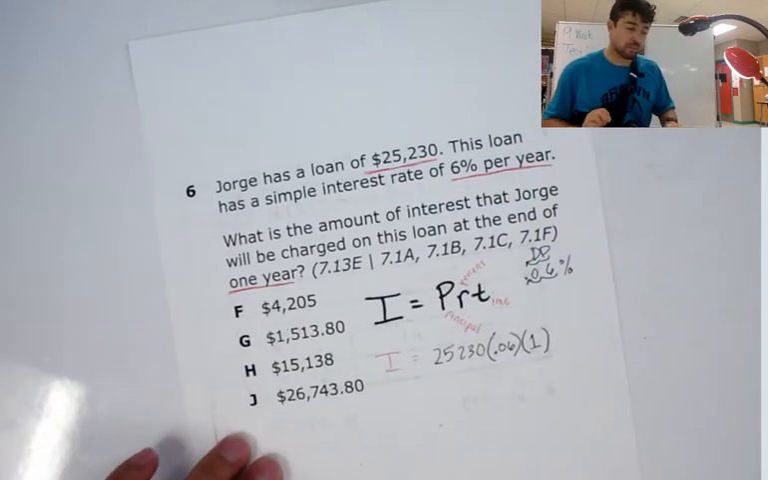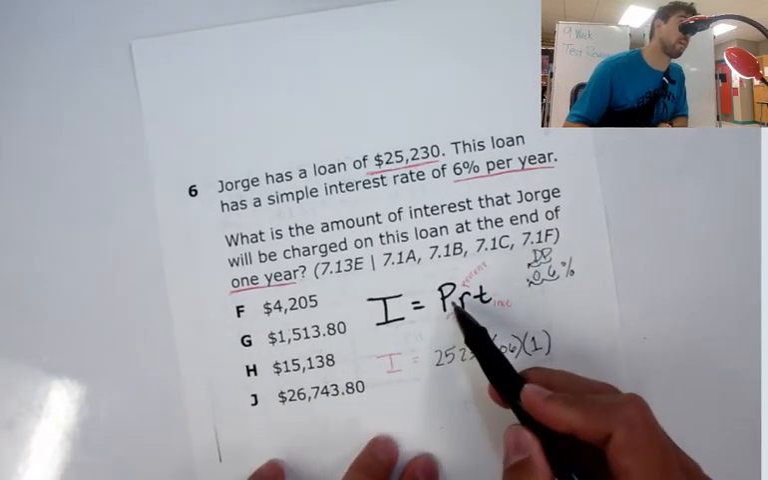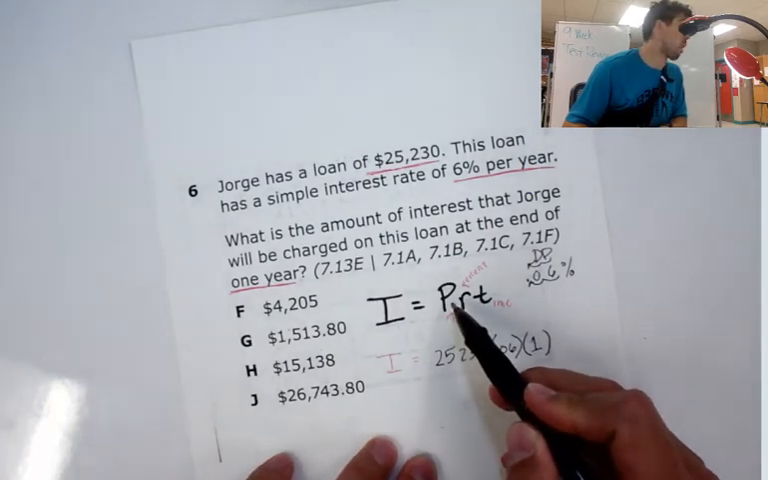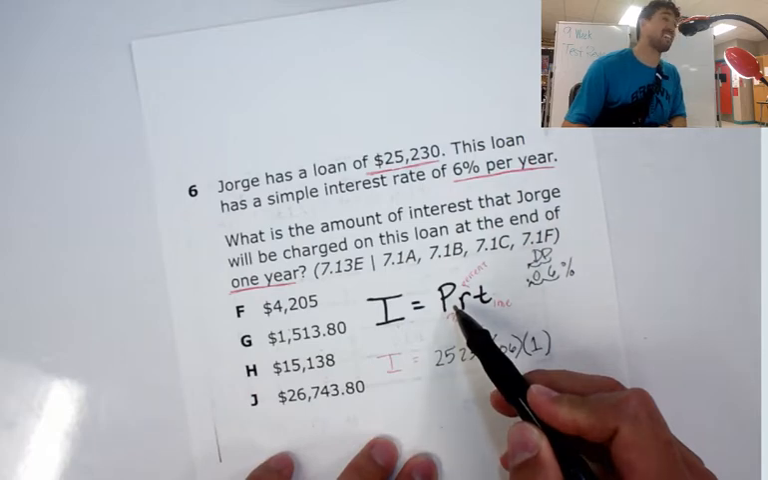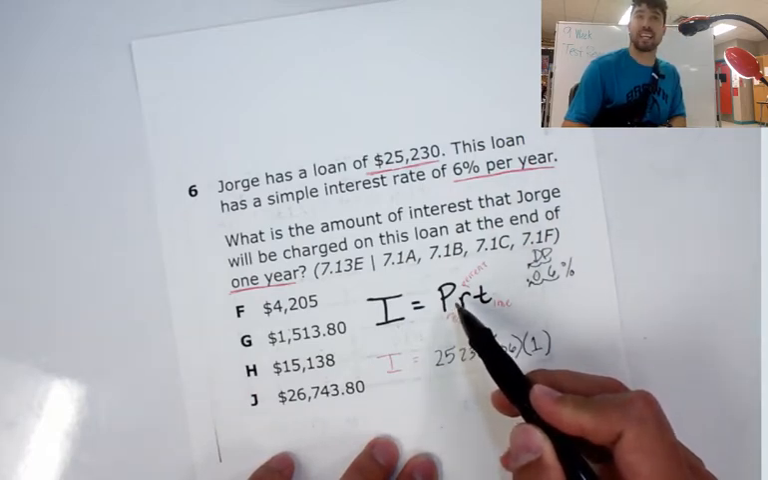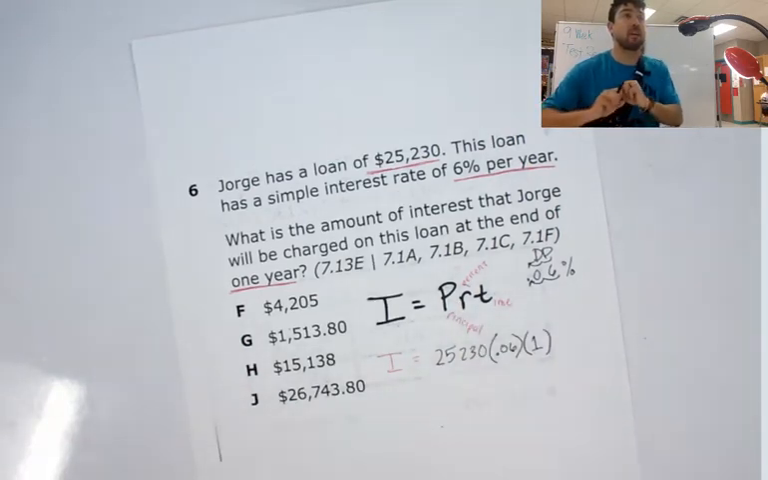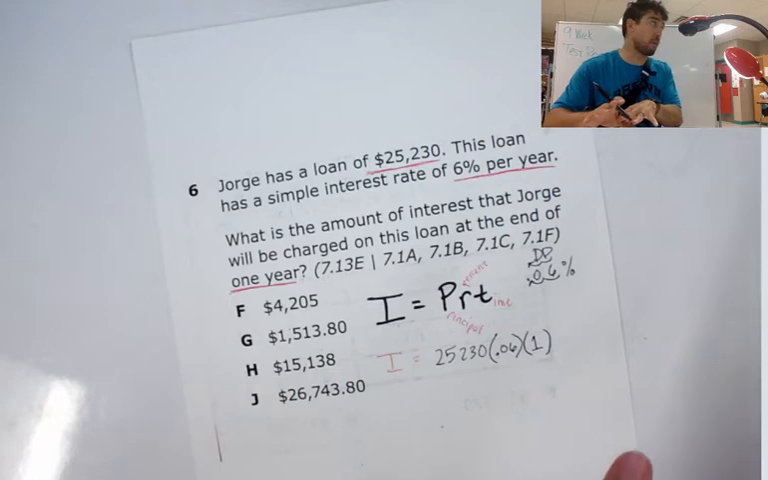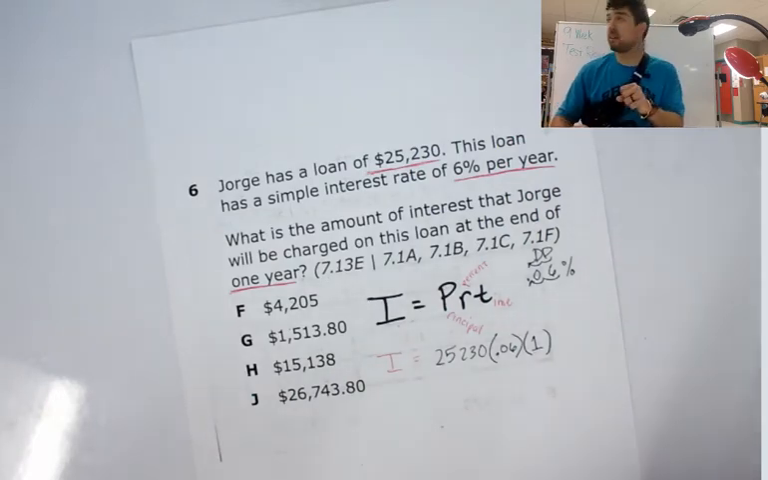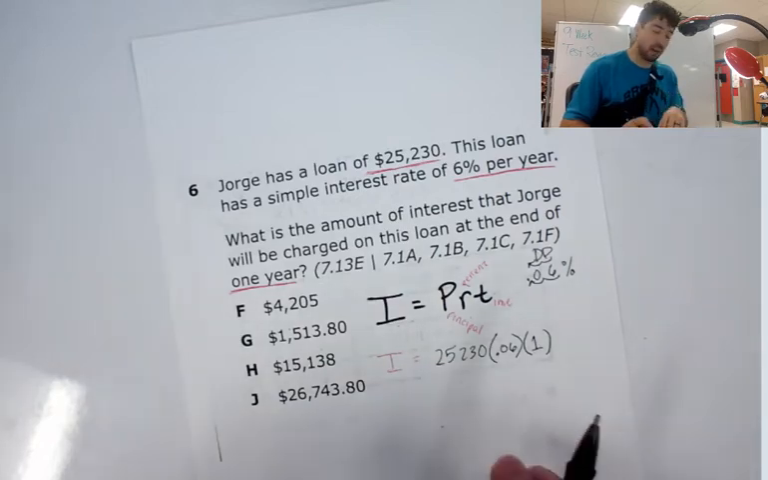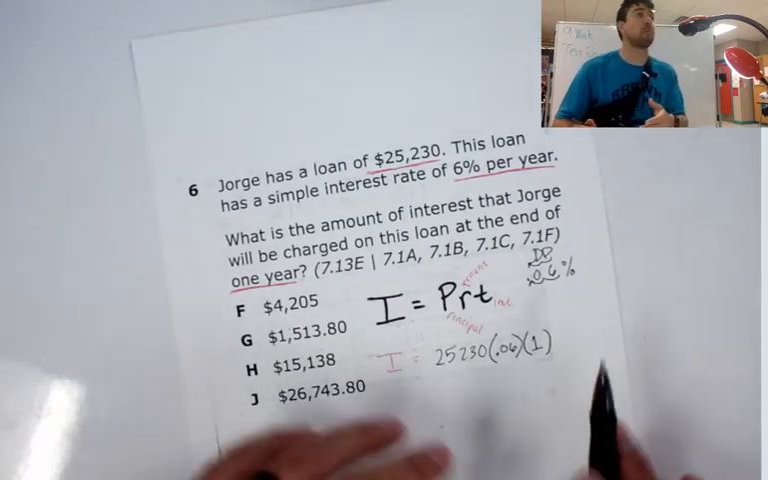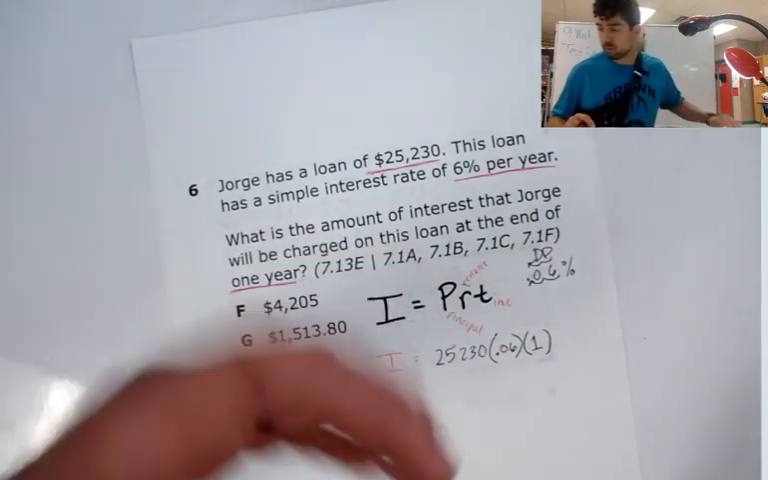Right? Again, what does the principal mean? It's the amount that you're borrowing or the amount that you're lending. So if this was a savings account, you're lending the bank that money, right? That would be the principal. What is the rate? The percent, right? And then time is going to be the number of years or months.